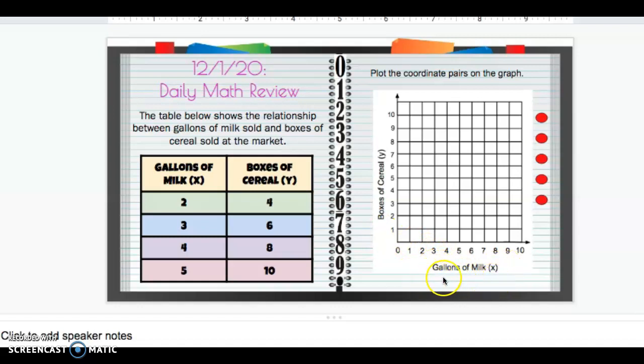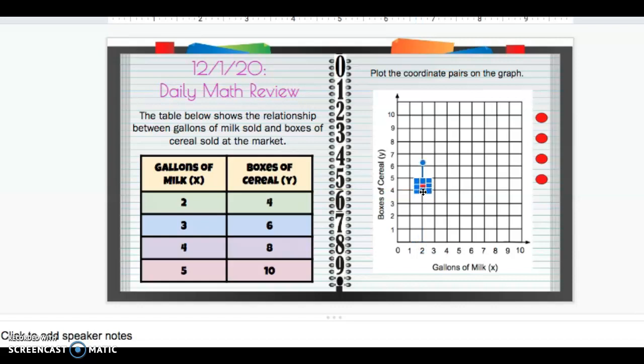Your X is your horizontal line that goes from left to right, which says gallons of milk, and your vertical line that goes up and down is your Y, because that's boxes of cereal. So you want to plot these points on the coordinate grid. So again, you start at your point of origin, which is 0, 0. Then you're going to go 2 for your X, 4 for your Y. So you're going to walk to your 2, and you're going to fly to your 4.